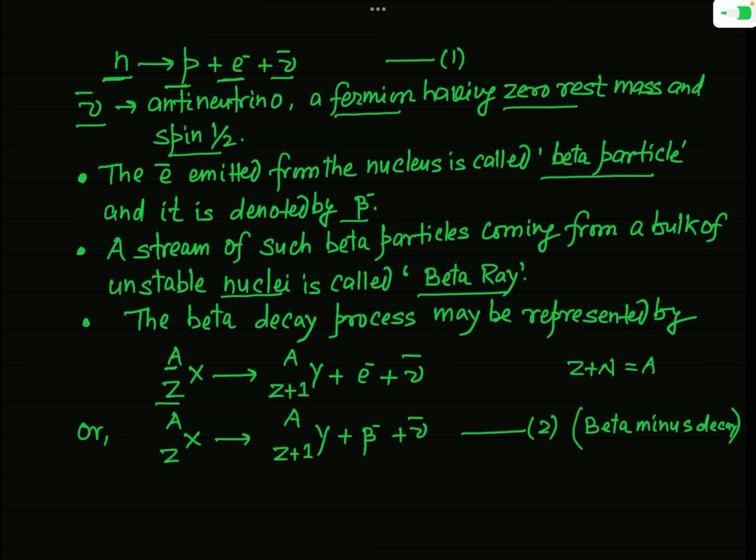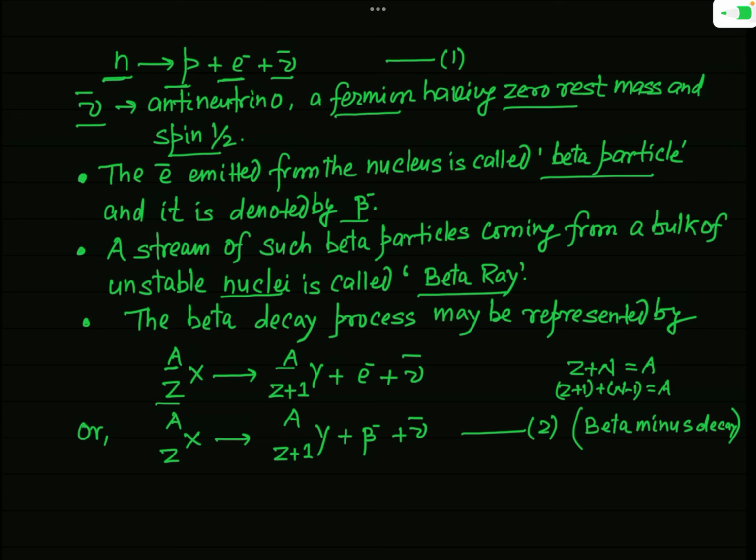Why? Because you can see Z has been increased by 1 and N has been decreased by 1. So the sum of these two remains the same. That's why the daughter nucleus after this electron emission will have the same mass number as that of the parent nucleus. So you can see that this daughter nucleus Y has the same mass number A.